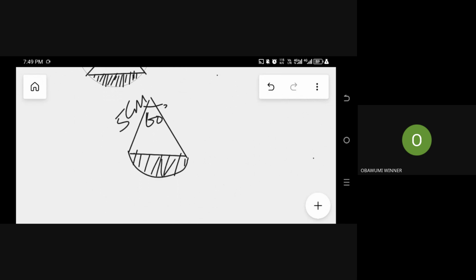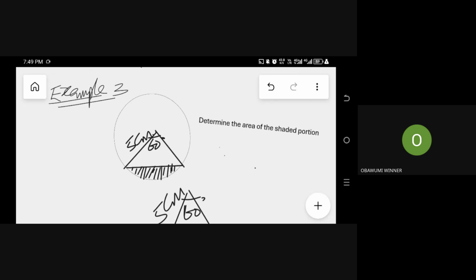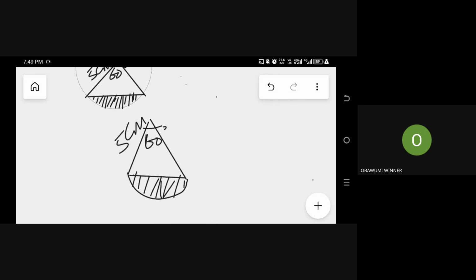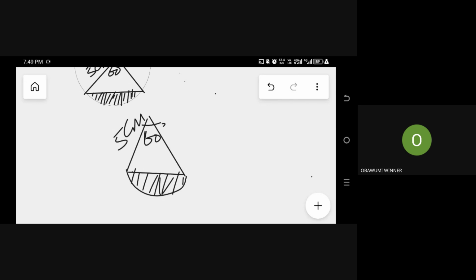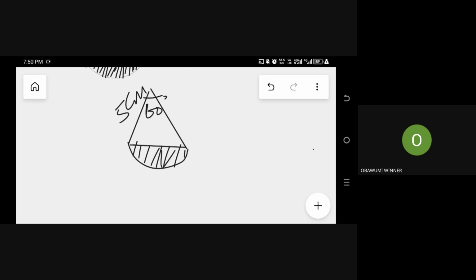A triangle and a segment, exactly. A triangle and a segment form the sector. Originally, if you're looking at the sector as a whole from the circle, it is bounded by two radii and an arc. But when you're talking about the two distinct shapes in the sector, there is a triangle at the top, while there is a segment at the bottom, which is the shaded part that you're looking for.